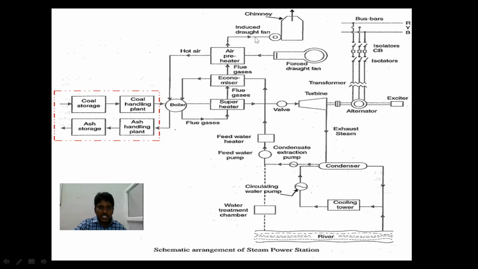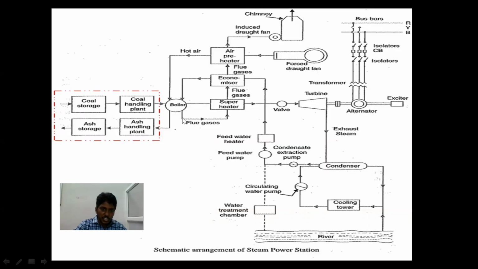Then these flue gases will be transferred here. One block is missing here, that is the electrostatic precipitator. In these flue gases, a lot of fly ash will be present. In the electrostatic precipitator, this fly ash will be removed, and then the flue gases go through the induction fan, and then the chimney. Out of the chimney, we are disposing of the flue gases.